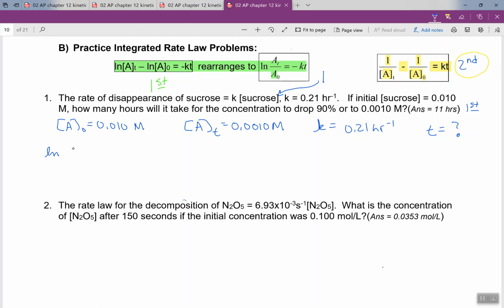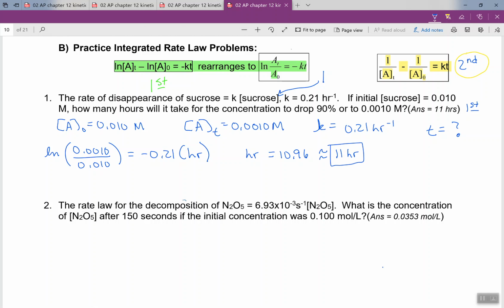So we have ln of 0.0010 divided by 0.010, and that is going to be equal to negative 0.21 times hours. When we solve for t, which is hours, our hours are going to be equal to 10.96. We only have two significant figures, so that is going to be 11 hours. So that's our first problem.